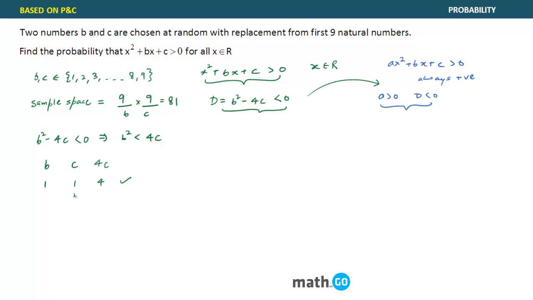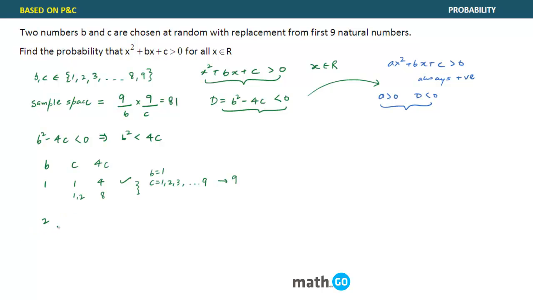So 2 will also satisfy because it will make it 8, and 8 is greater than 1. How many values will satisfy when b is equal to 1? c can take all 9 values. So these 9 cases are your favorable cases, that is b equal to 1 and c taking 9 values. So 9 cases here.